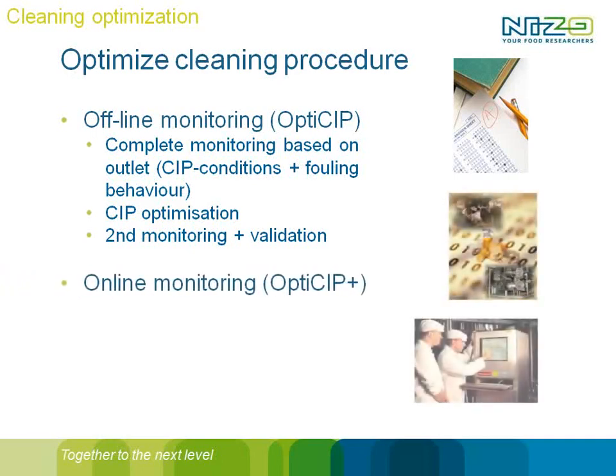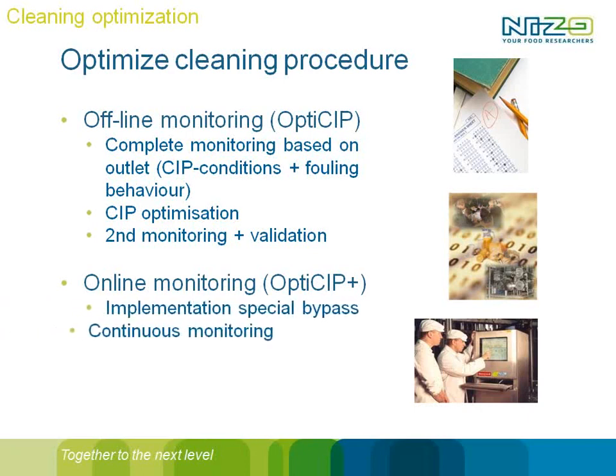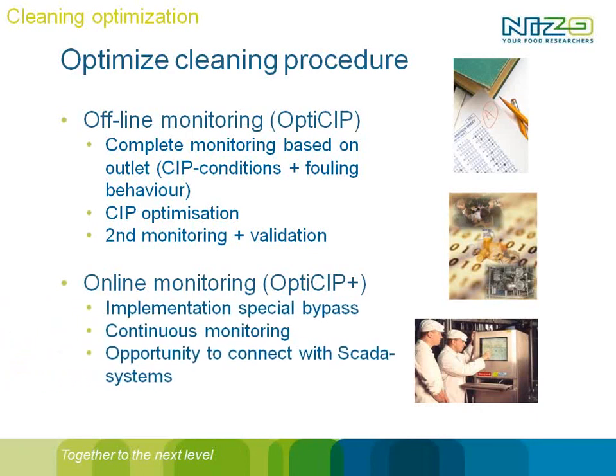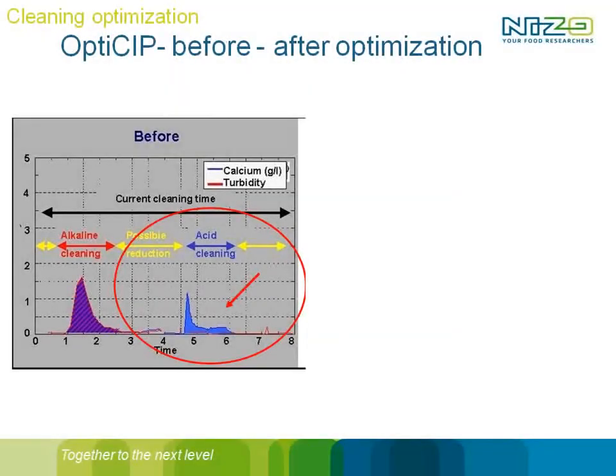A more advanced version is online monitoring, so inside your process equipment at the outlet of whatever kind of process, you have a specific piece of equipment where you're monitoring the amount of fouling removed, etc. continuously. You can connect it to your SCADA systems, and this way you can optimize it continuously and let that even be done automatically. So start with OptiCIP, the regular one.